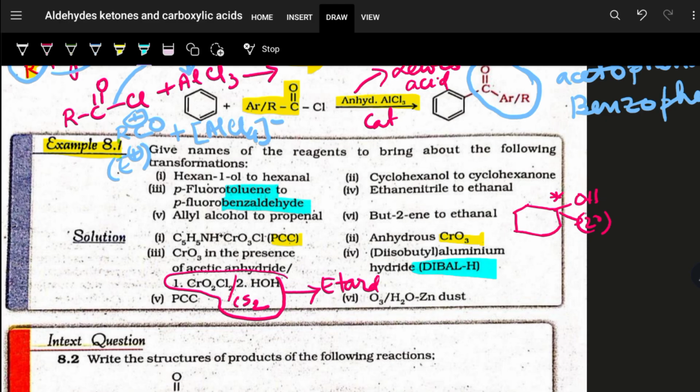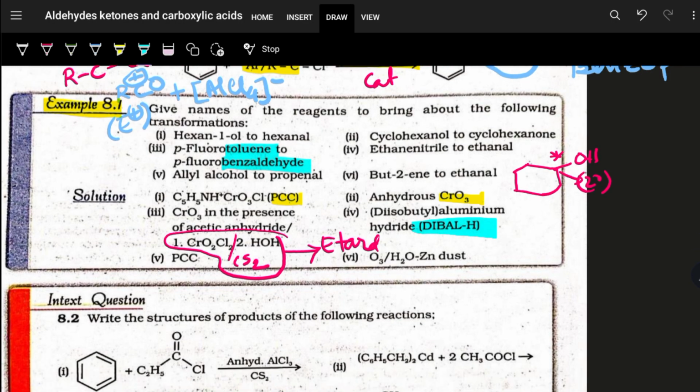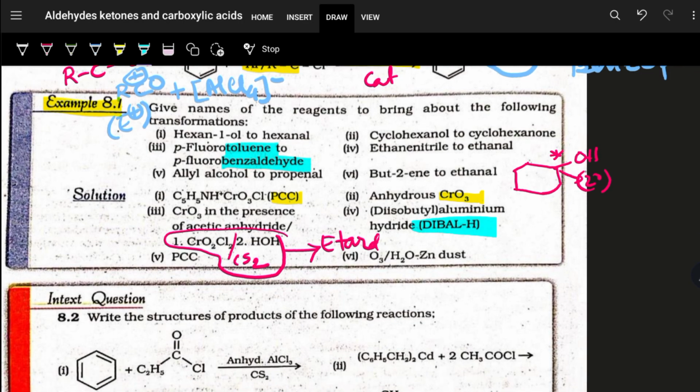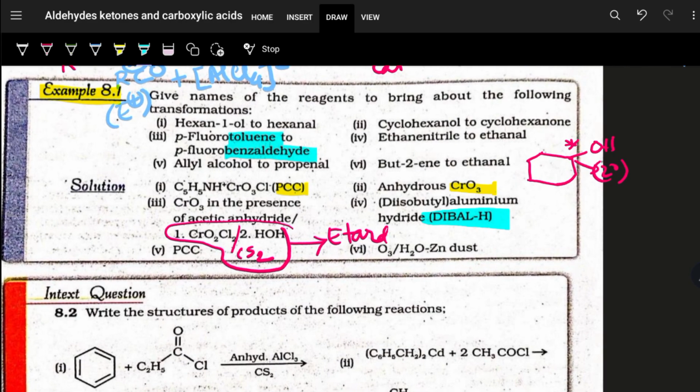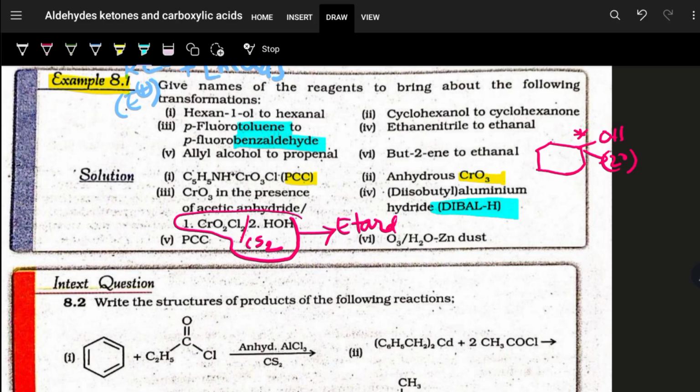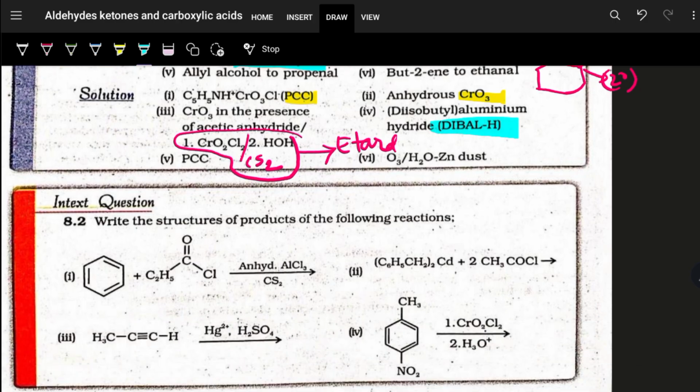Now allyl alcohol to propenal. Selective oxidation. So again PCC. In this manner, see, butene to ethanal, ozonolysis reaction. So in this manner, you can practice the reactions not only by seeing the name of the reagents, but by writing the reaction, chalking out the reaction. It will help you to remember. Write the reactants, write the products, mention the reagents, then only you will remember.